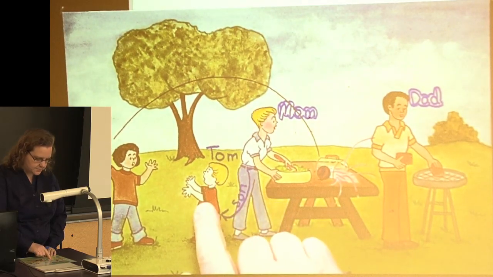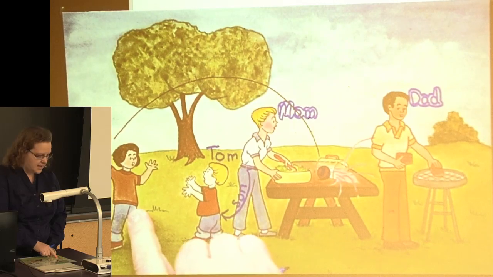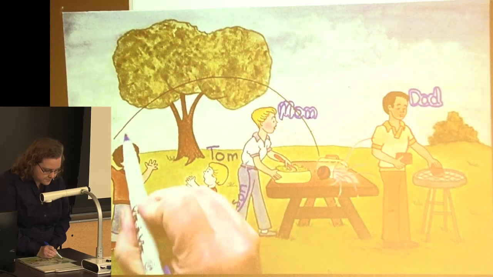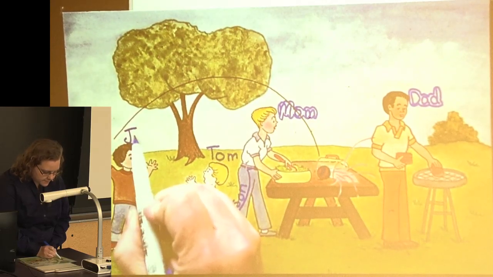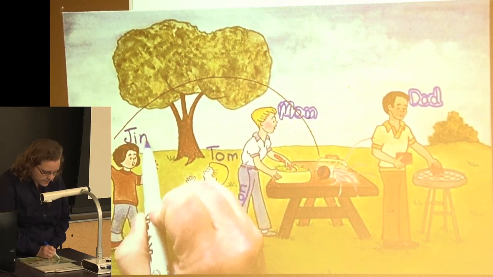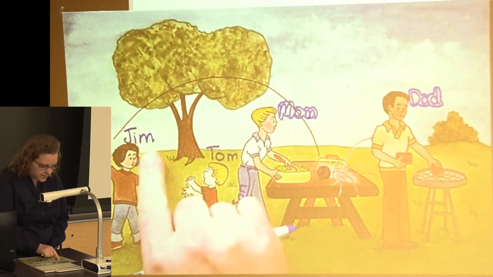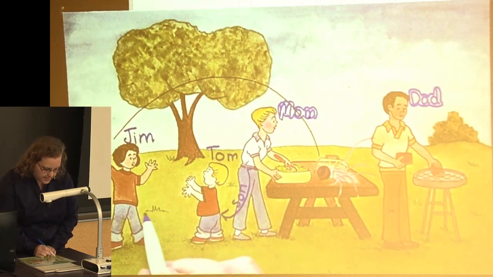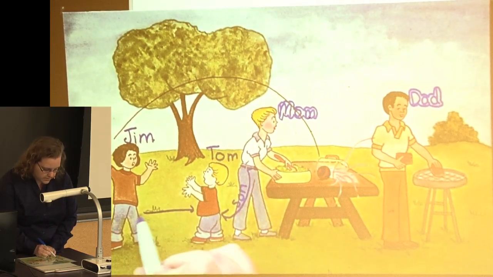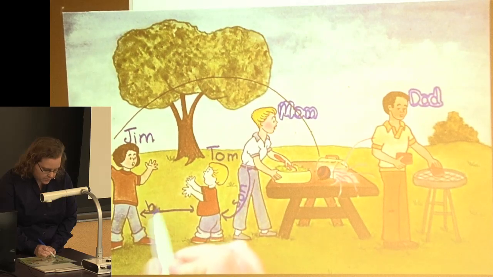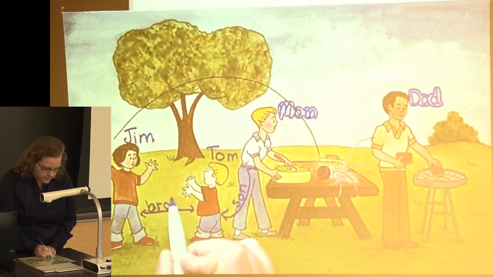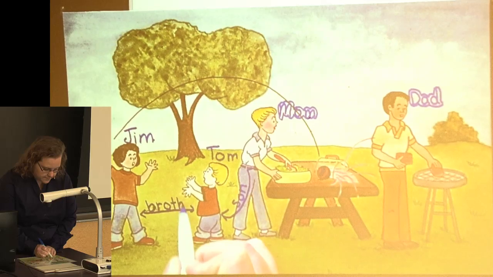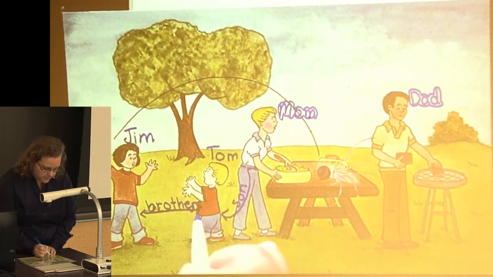And I see that Tom is playing with another boy, and I think that's his brother. So I'm going to name him Jim. And we're going to call him Jim. And Tom and Jim are boys, but they're also brothers. So I'm going to put the idea of brother here in case we want to call them brothers later when we talk about them. All right, these are brothers.